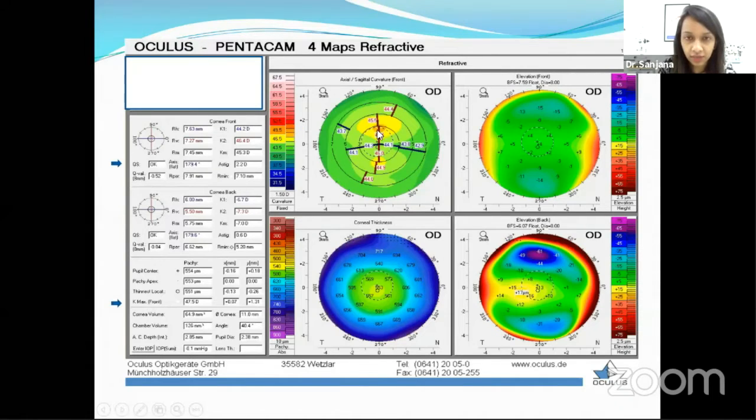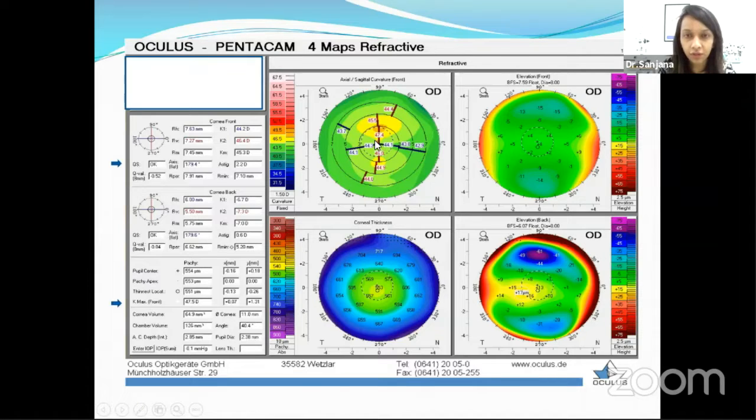Now, these K values are represented in this map as well, which is an anterior sagittal curvature map. Here we have the red, which is indicating the steeper axis, and the blue, which is indicating the flatter axis. In this case, the vertical axis is steeper and the horizontal is flatter. So this is with-the-rule astigmatism.